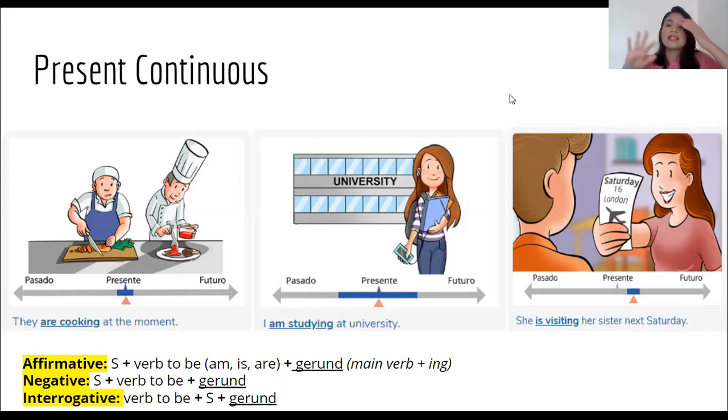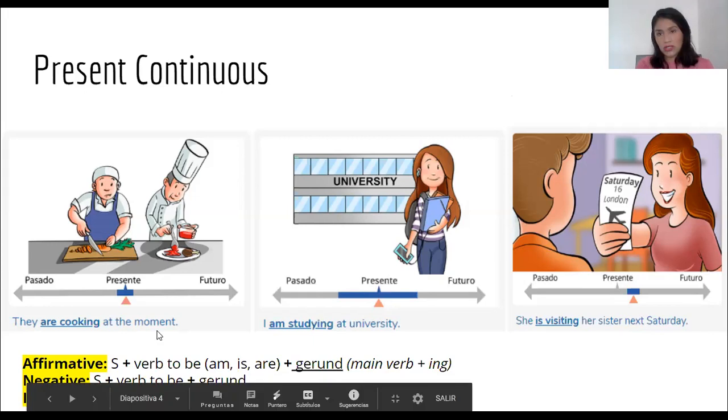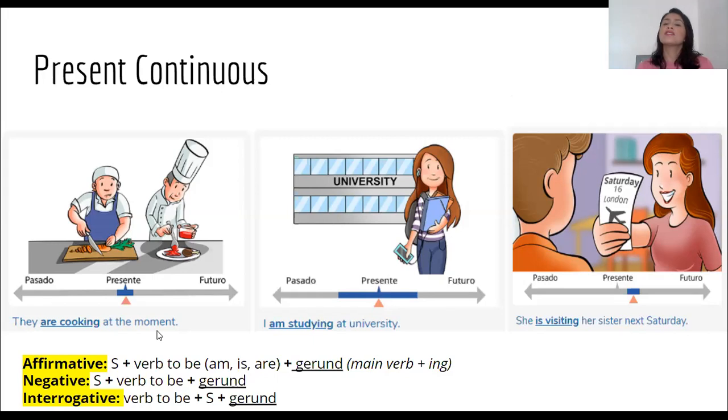Okay? So here I have 3 examples showing the different situations I'm talking about. For example, in the first one, it says, they are cooking at the moment. If I tell you they are cooking, then it means that these people I'm talking about are cooking at this moment. So how am I gonna know if the person is expressing the present right now, the present in life, or the future? So how am I gonna know that?